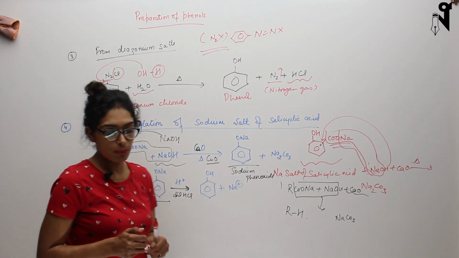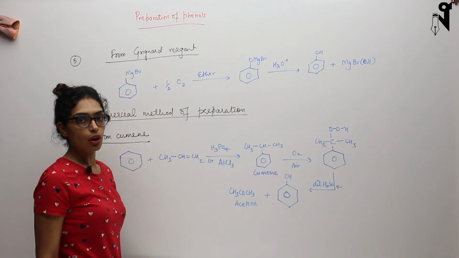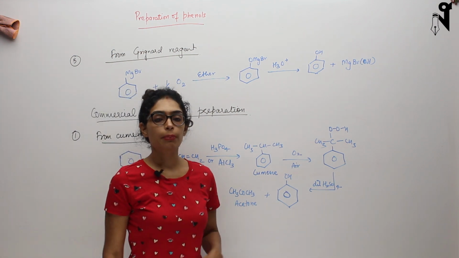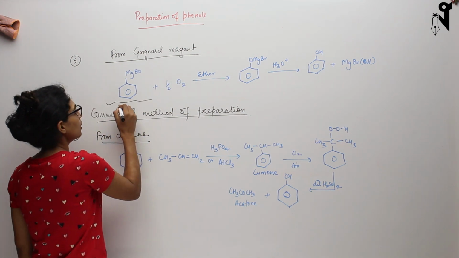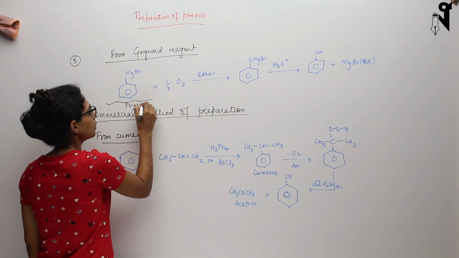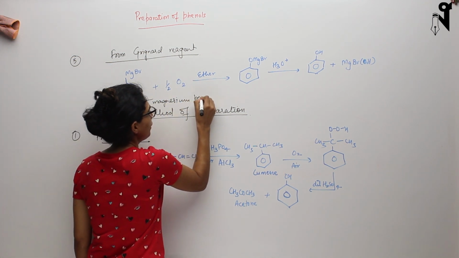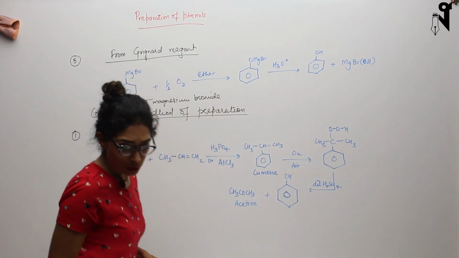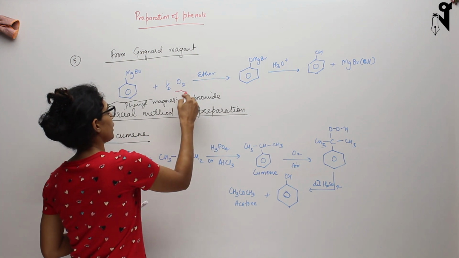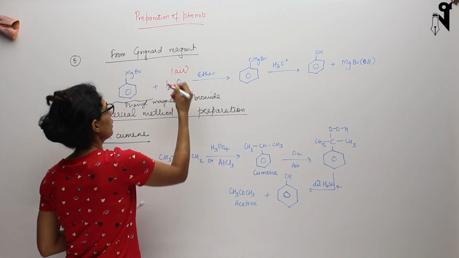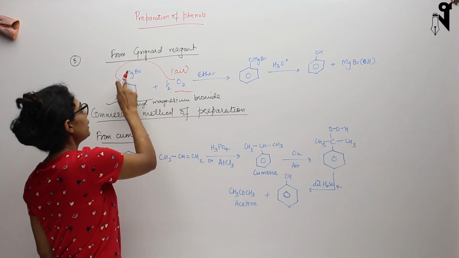Now let's do the fifth method of preparation, that is from Grignard reagent. We all know what the Grignard reagent is. Benzene-based Grignard reagent will be benzene with MgBr or MgX. We can write it as phenyl magnesium bromide. Okay. Now if I react it with O2, which is present in the air, this O2 will go and fit in between the bond between carbon and magnesium.